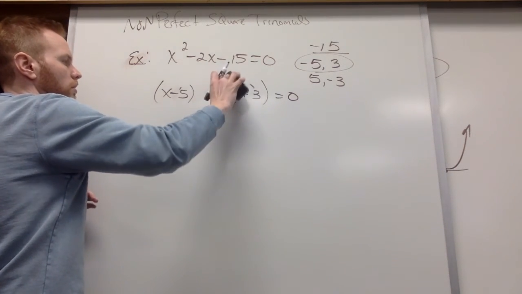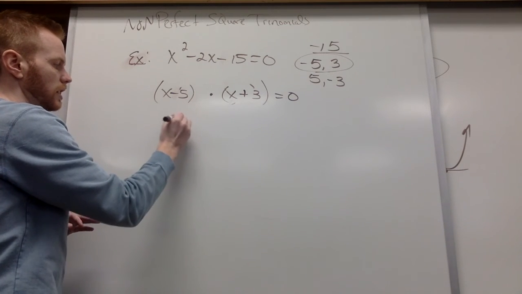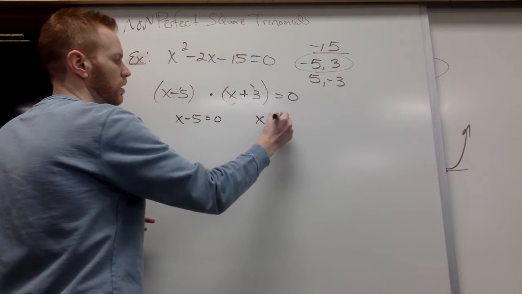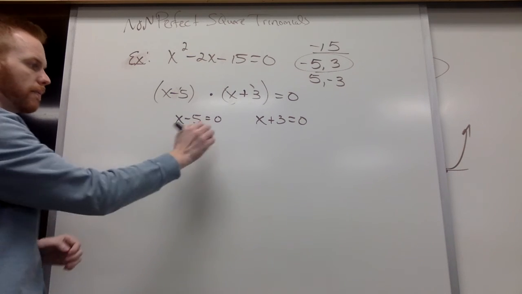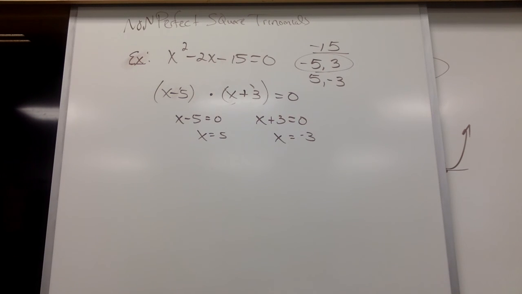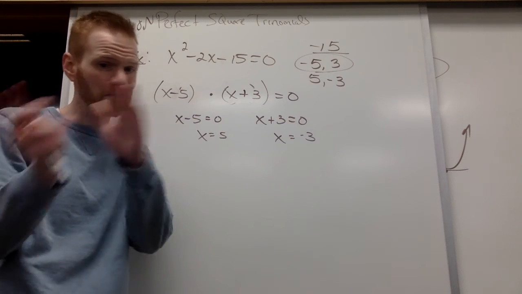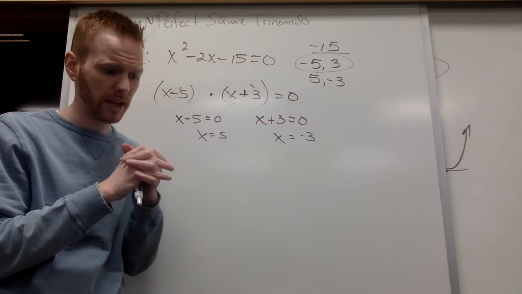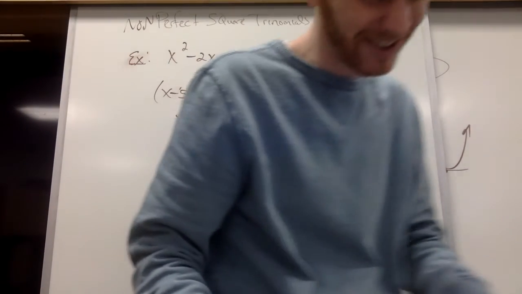So let me erase my little multiplication lines, my arcs. All right. Next step, set each one equal to 0. Now, could you do that in your head? Absolutely. I'm just writing it out. Add 5 to the other side. x could be 5. Subtract 3 to the other side. x could be negative 3. And that's it. Pretty cool, huh? Same procedure as the first step, right? It's just, they're not perfect. All right? They're just not perfect.